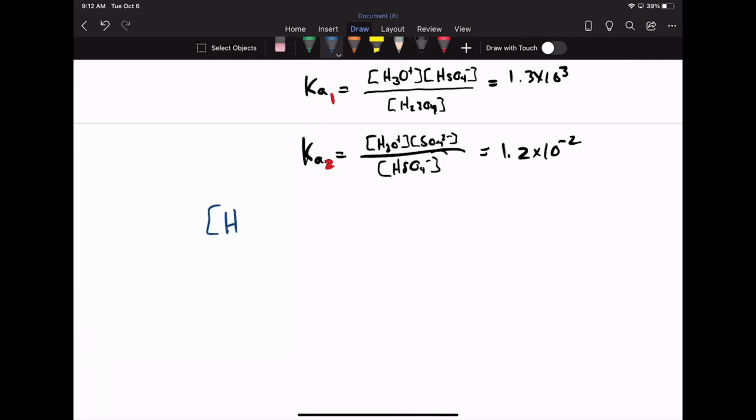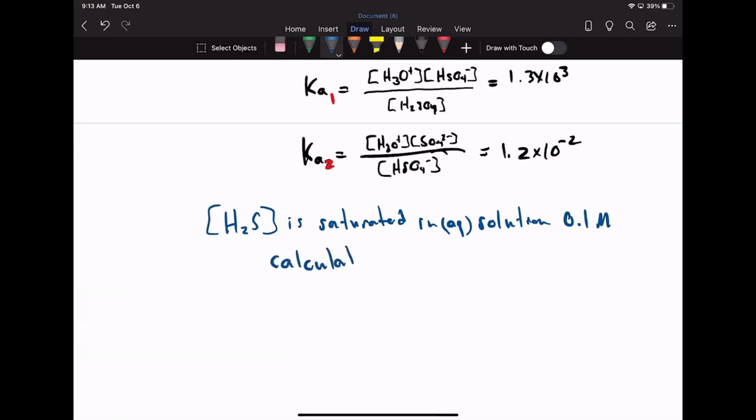this particular acid, H2S. So hydrogen sulfide is saturated in an aqueous solution of 0.1 molar. Well, let's calculate the concentration of hydronium. Let's calculate the concentration of HS minus, and let's calculate the concentration of S2 minus.